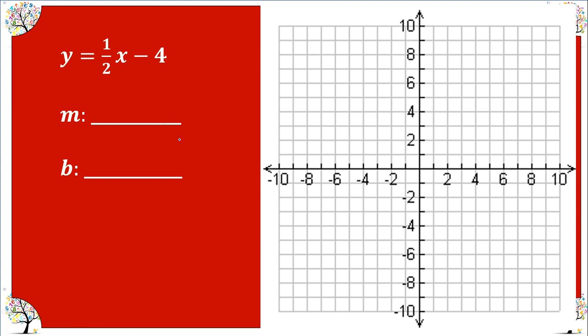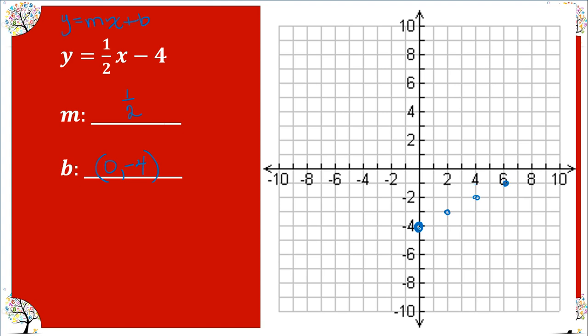Let's take a look at a few examples and graph these together. First of all, we're going to notice that our equations are in slope-intercept form, y = mx + b. Now we can easily identify our slope of 1/2, and our y-intercept starts at -4. So we're going to start at (0, -4), and then we're going to use slope to find a few other points. Our slope is rise 1 and to the right 2. So up 1 and right 2, up 1 and right 2.